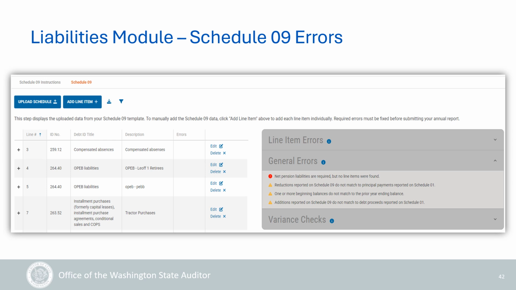Once the data is imported, it's time to evaluate any errors that you may receive. The errors are categorized the same way as the Schedule 01. As you can see, there are gray headers for the three categories of errors. There aren't many line item errors for the Schedule 09, but they could happen if you used an incorrect ID number when you uploaded your completed template. So let's take a little closer look at the general errors.